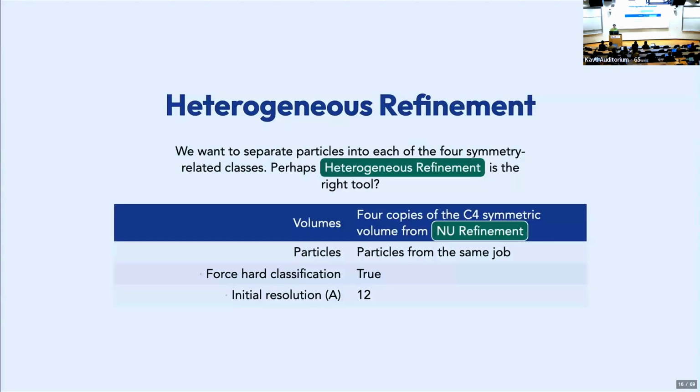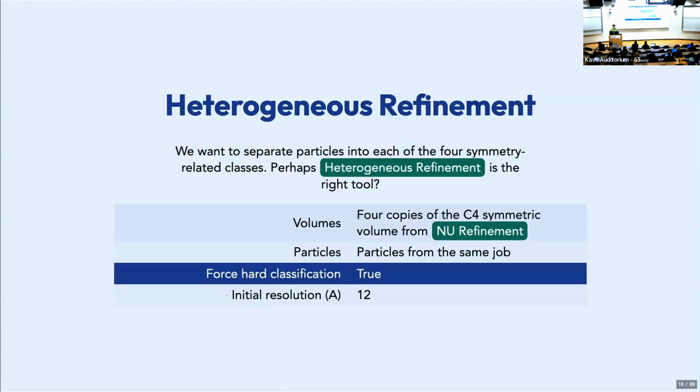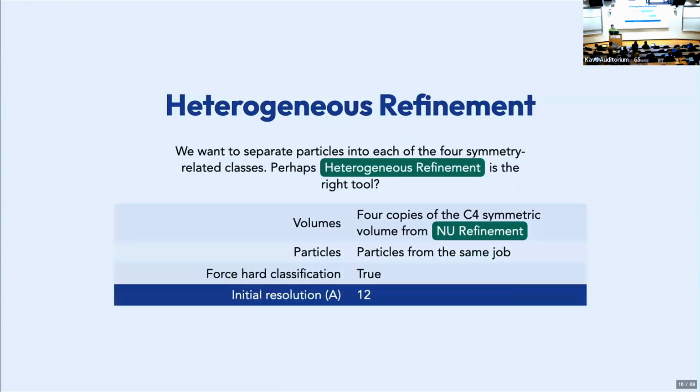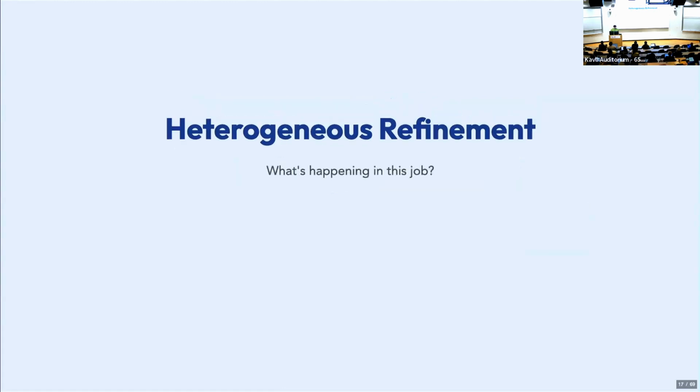We'll just hope that noise pulls apart these orientations. We will force hard classification because these volumes are going to mostly look basically the same, right? The ion channel is symmetric, so it'll be the same in all of the classes. It's just that calmodulin is changing. And the initial resolution, I'm going to bring a little lower value, a higher resolution, just to be sure we get a little bit of separation of the calmodulin from that ion channel. Okay?